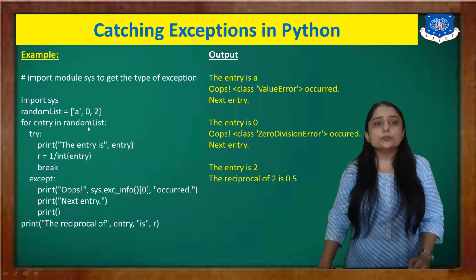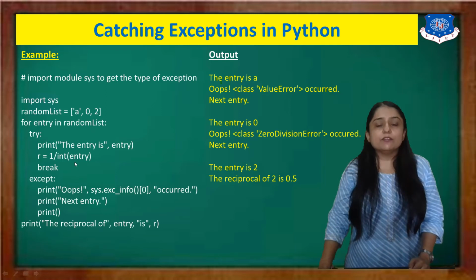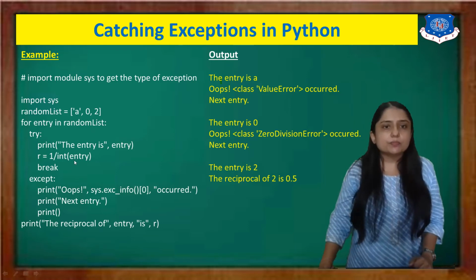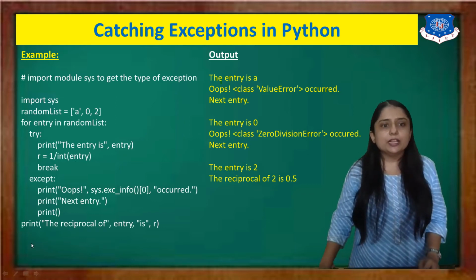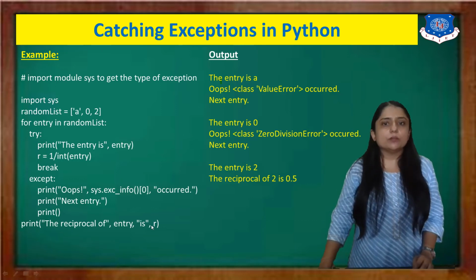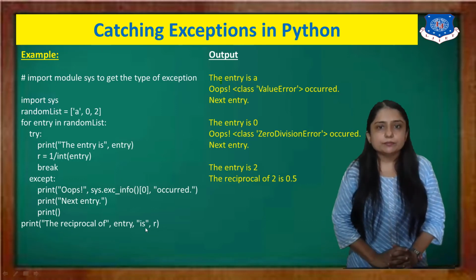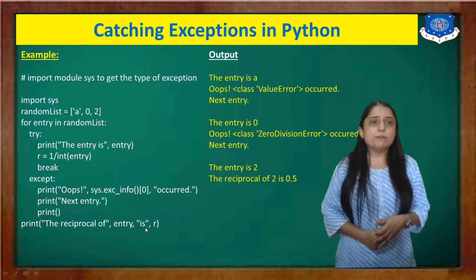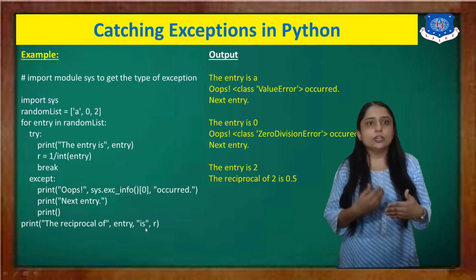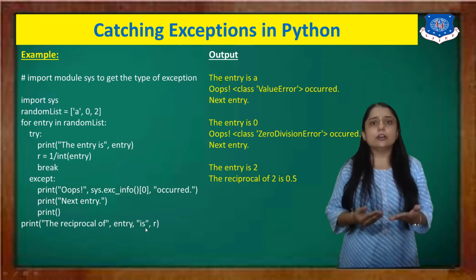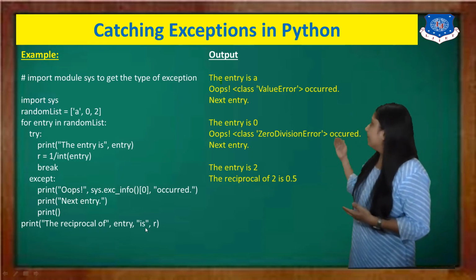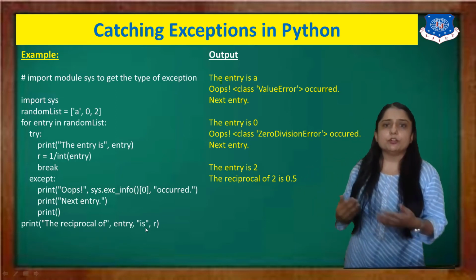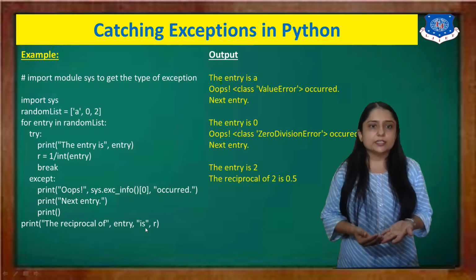Now it is 2. When 2, then 1 by 2. We know that r equals 0.5. And the program does not go to the except clause because everything is fine, everything is correct. Then simply it will print the reciprocal of this, that is 0.5. So I hope this example is clear. If you don't import this sys module, then you have to specify the different types of errors by yourself. What will happen if ZeroDivisionError occurs, what you want to do if some ValueError occurs, right?